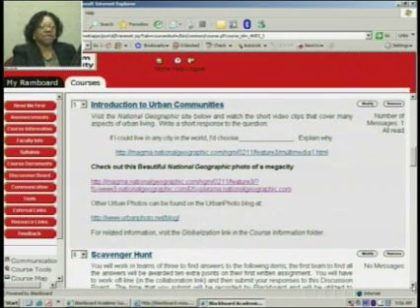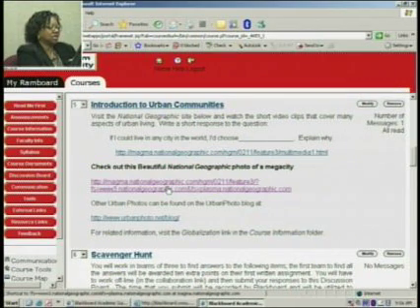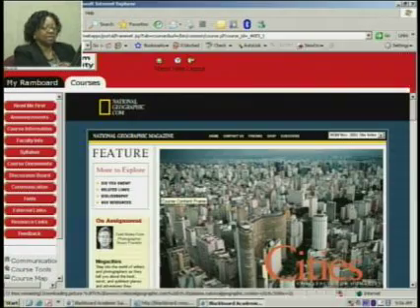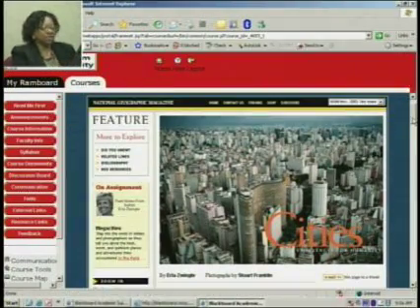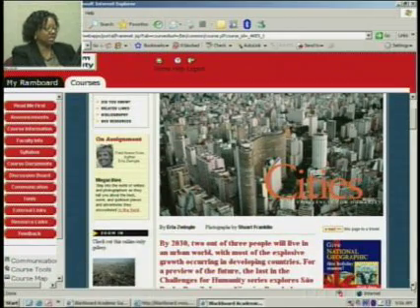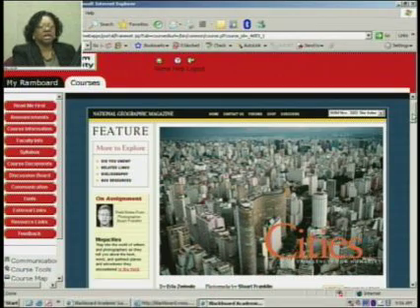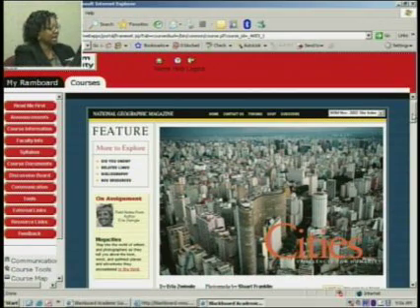At level 5, we get to know urban communities, and I have a beautiful picture I'd like to share with you of a mega city taken by National Geographic. Wonderful city, and they point out just below the city, this picture, by the year 2030, 2 out of 3 people will live in an urban world. And we talk here about how this explosive growth impacts not only the physical structure, but the social structure of our society.